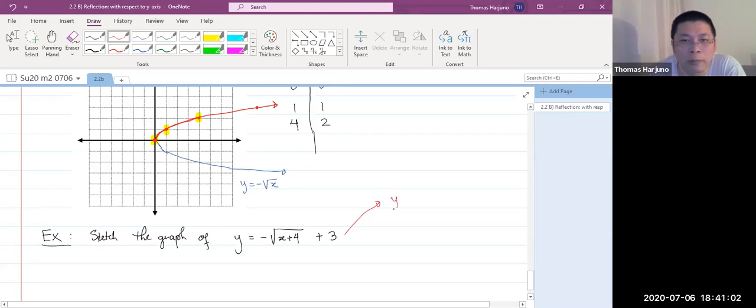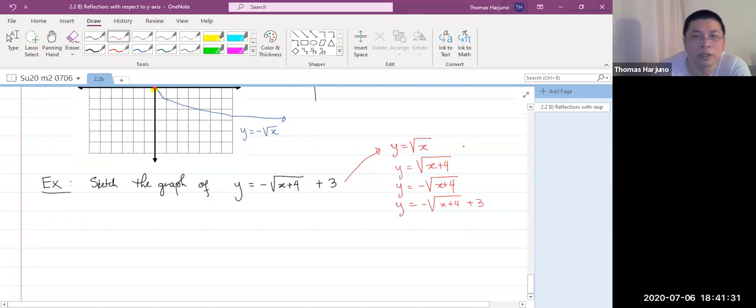We start with the basic graph, square root of x. That's why you need to know what it looks like. Okay, and then I will move it to the left 4 units. And then I reflect that with respect to the x-axis. And then I move up 3 units.